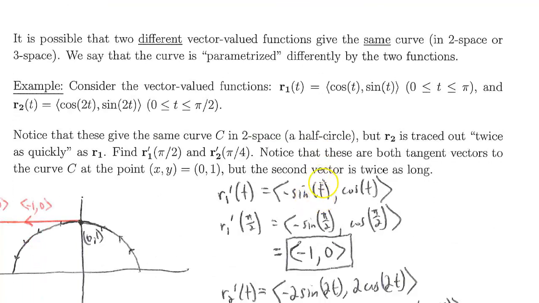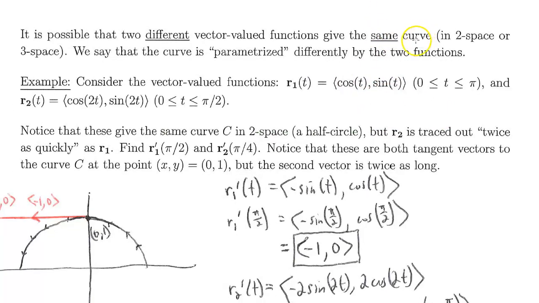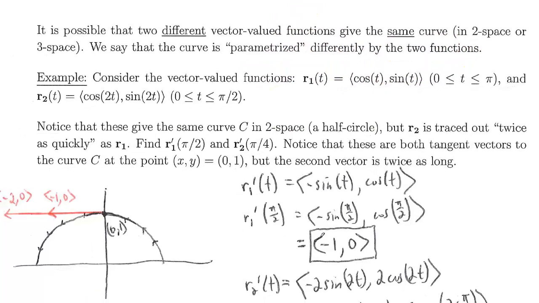Now, is it possible that 2 different vector valued functions could give the same curve? So you have 2 different r of t's. Could they give you the same curve, either in 2 space or 3 space? And it turns out the answer is yes. And in that case, we'd say that the curve is parameterized differently by the 2 functions. So let's look at an example of this.